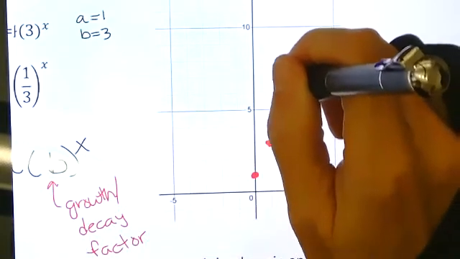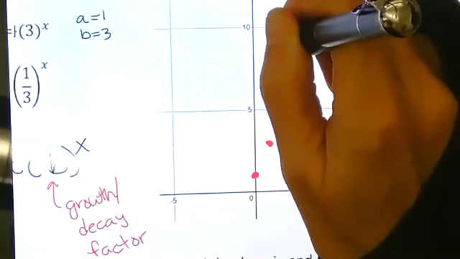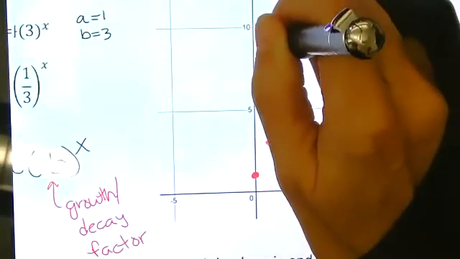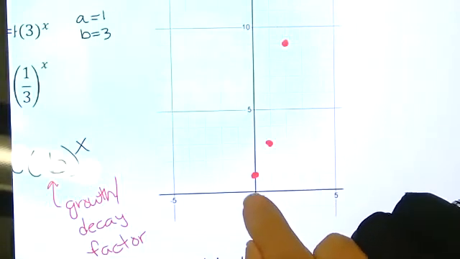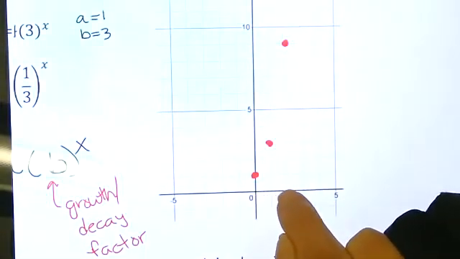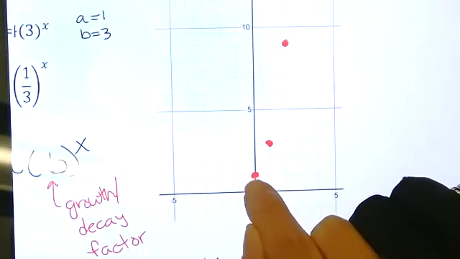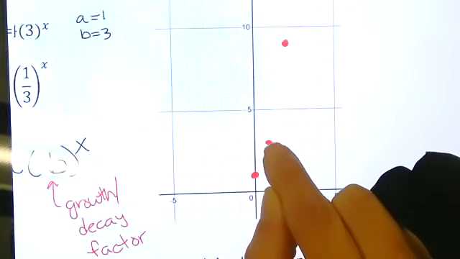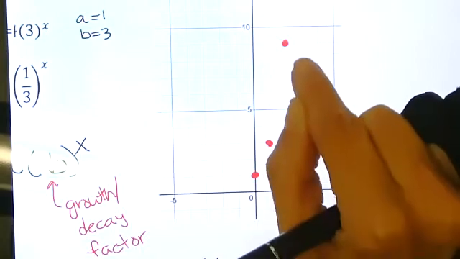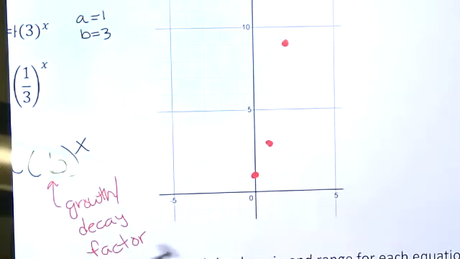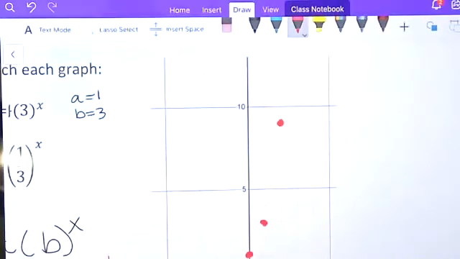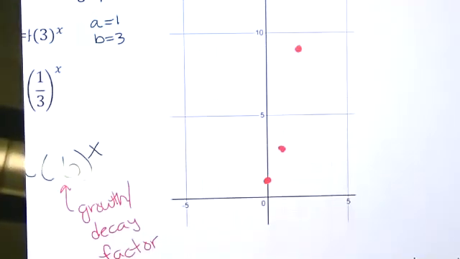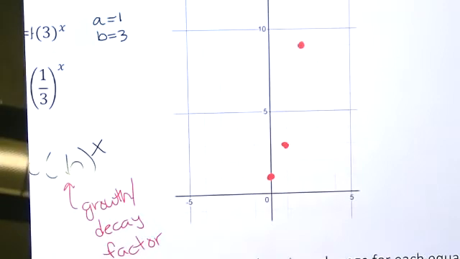So when I put in my x, my y value is going to be 9. I've got x is 0, and then 1, and then 2. And what happens to my y's? I've got 1, 3, 9. They're tripling. My next y would be 27, and I definitely don't have room for 27 on this graph, so I'm not going to go any further to the right.